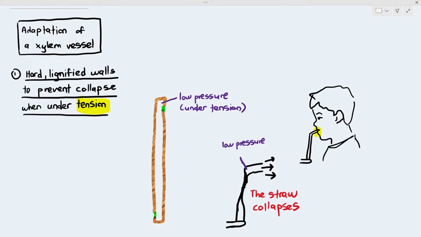And the same concept can also happen in the xylem, especially because the pressure at the top can become extremely low. It will be under great tension. But will the xylem wall actually collapse? The answer is no, it will not collapse because the lignified wall is strong and rigid. It is not as flimsy as the plastic walls of the straw, so there is no risk of the xylem vessels actually collapsing under tension at all. So the plants do not have to worry about that happening.